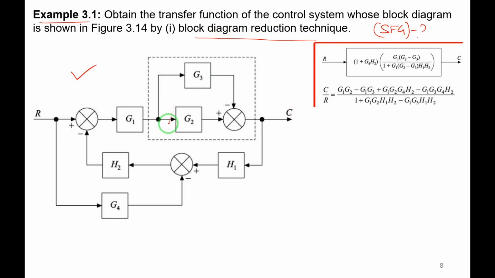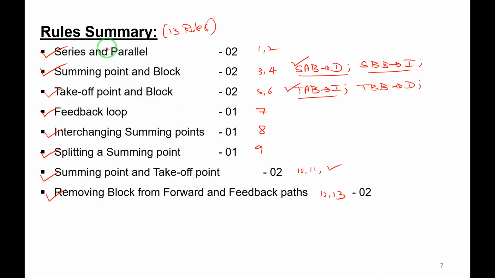We will apply the rules one by one, always in this manner. First, we should look for the blocks which are in series and parallel, and eliminate them. Next, we think of whether there is a summing point and a block, and whether to shift the summing point after or before a block so the diagram gets reduced. Then, if there is any takeoff point and block, I have to shift it appropriately, after or before a block. If there is any feedback loop, I eliminate it using the rule. If required, I can also interchange the summing points. Based on the requirement, apply the rules and reduce the block diagram.